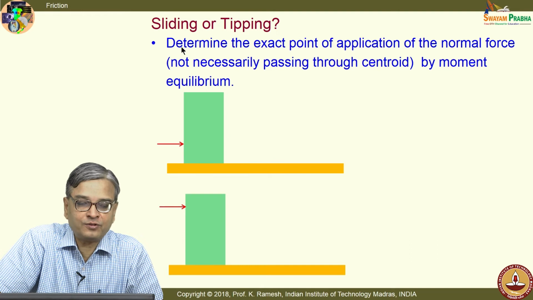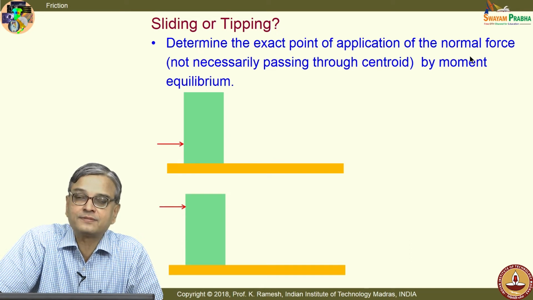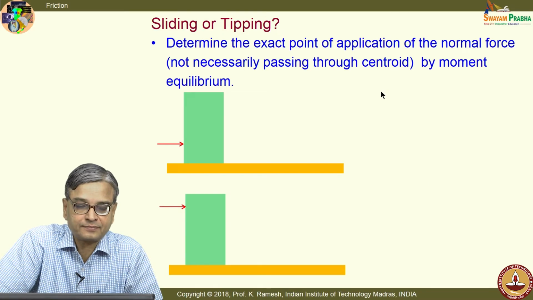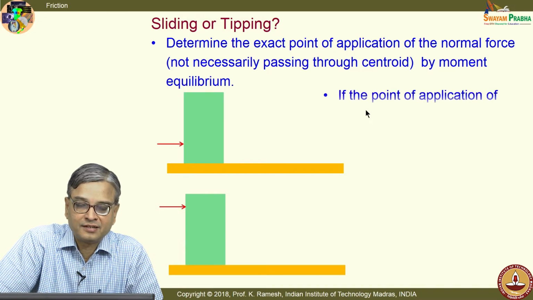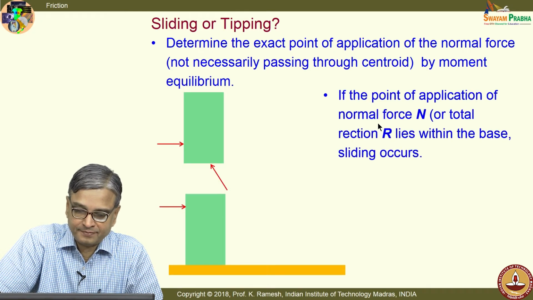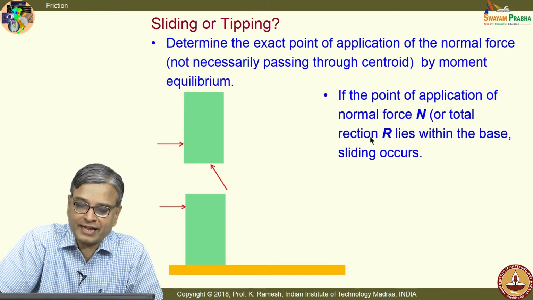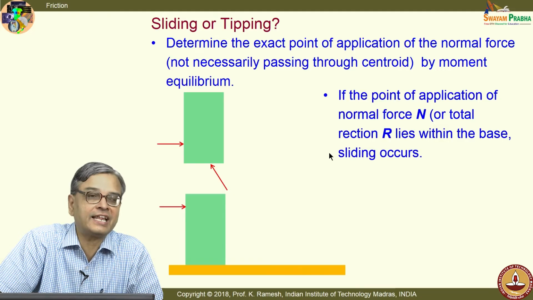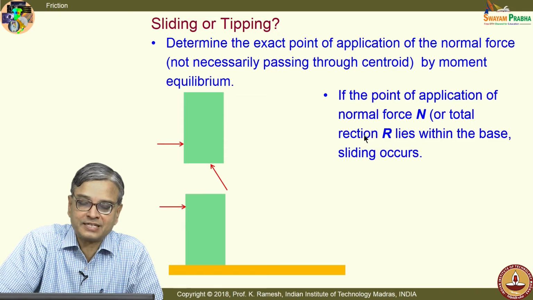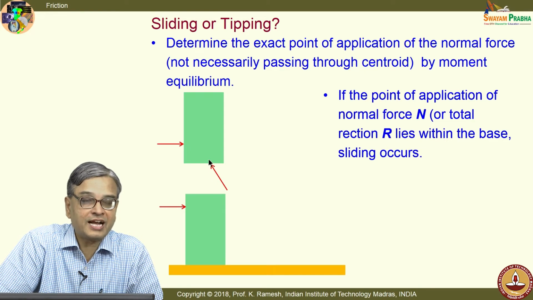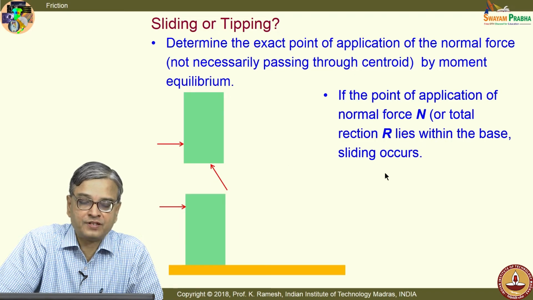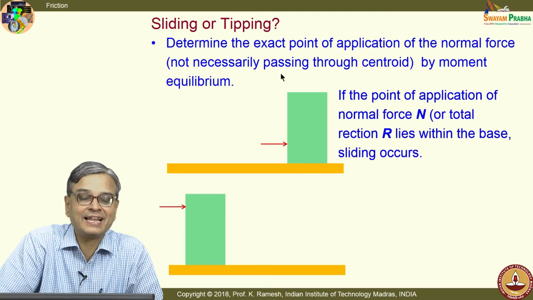So, we have to find out the point of application of the normal force by moment equilibrium. Okay. And obviously, when I apply the load like this, what will happen? If the point of application of normal force N, or the total reaction, lies within the base, sliding occurs. The force happens here. There is a small spelling mistake here, please correct it. Okay. So, we have already seen how to find out the location of the reaction force, and if this is so, then you will have only sliding to happen.